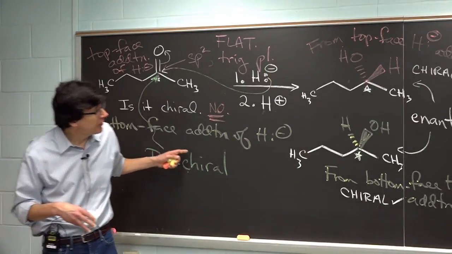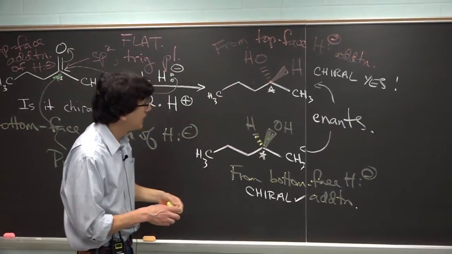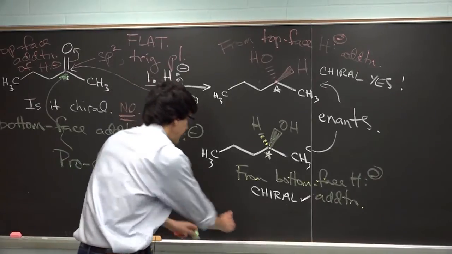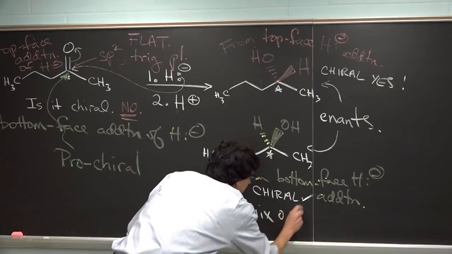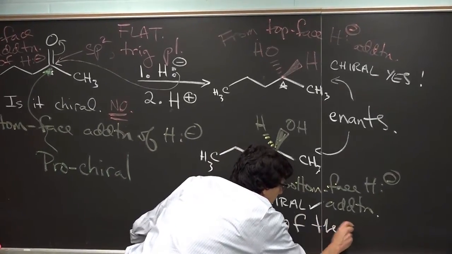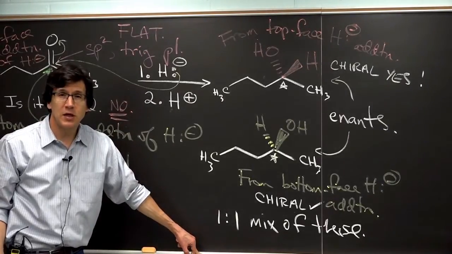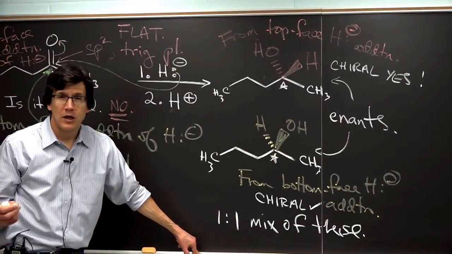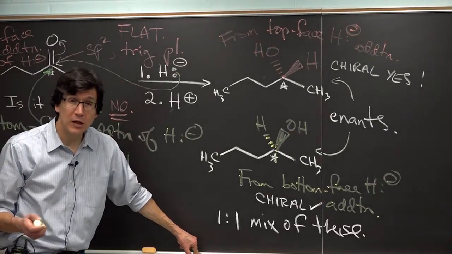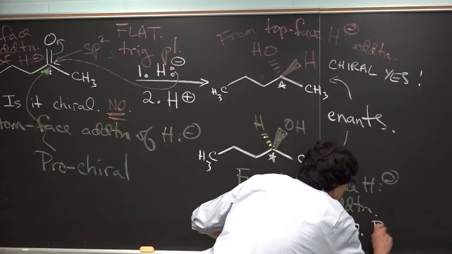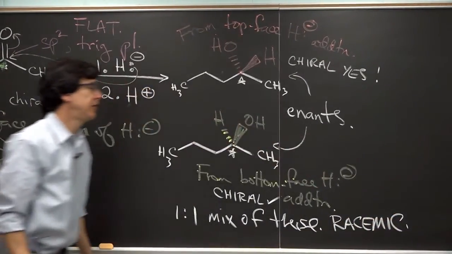Okay, so I want to just quiz you on your terminology here. Let's imagine that we had a one-to-one mixture of these two. First of all, what kind of mixture would that be? Can you think of the term? It starts with an R. So that would be a racemic mixture if we had a one-to-one mixture of these two.